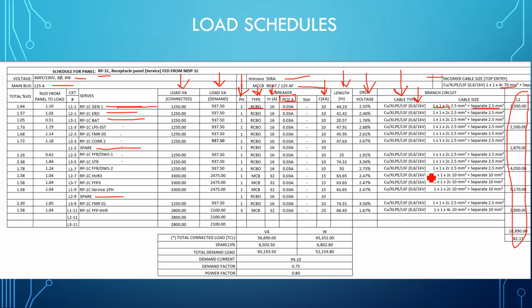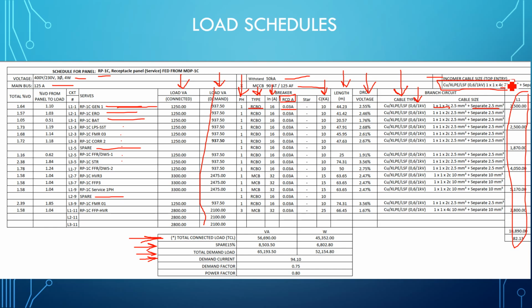So this is how we have to read the load schedules. And here we have the total connected load for this panel. We have 15%. In every panel you will have to keep 15% spare, that is for the future. Then we have the total demand load, that is coming from here, and then we have the total demand current. From this total demand current we can calculate how much cable size we need.